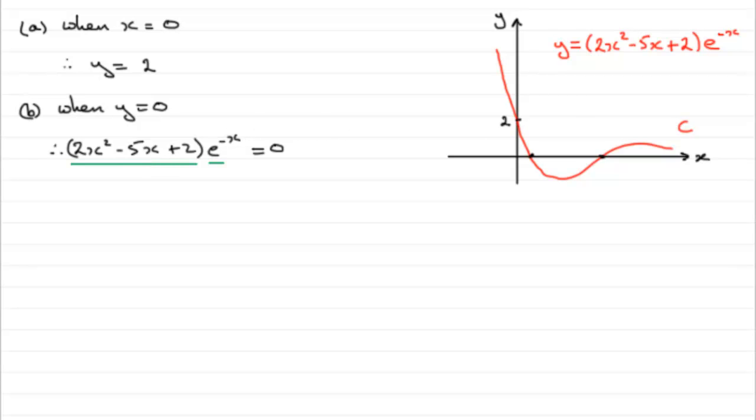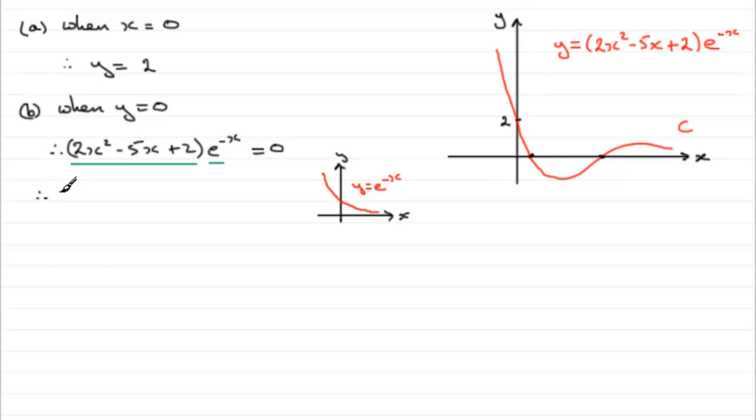Well, e to the minus x cannot equal 0 because, do you remember the graph of e to the minus x? Just draw a little sketch here for you. Okay, negative exponential graph. It would look something like this, never crossing the x-axis. So that's the graph of, say, y equals e to the minus x. So this can't equal 0, so therefore it's this quadratic factor here that must equal 0.